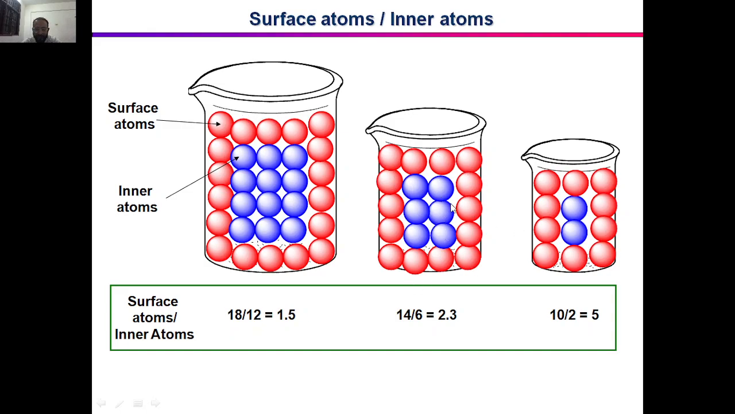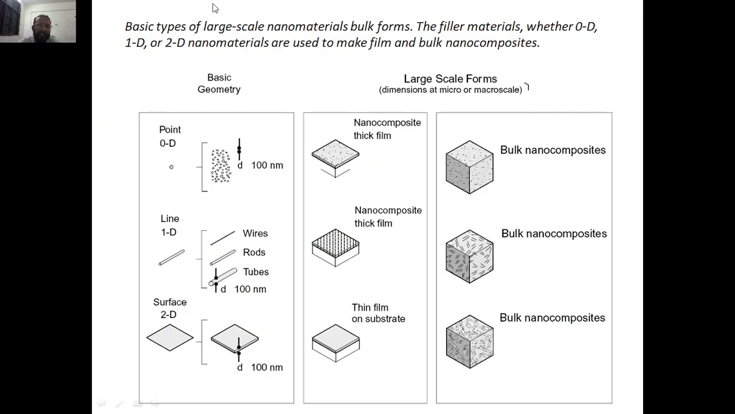As you keep on reducing, the inner atoms will reduce. So 14 divided by 6, how much do you get? 2.3. Now the surface to volume ratio has increased from 1.5 to 2.3, right? Now I reduce it again. Here only 2 inner atoms, the rest are all outer atoms. In this case the surface to volume ratio is 5. Compared to 1.5, 5 is higher. So as you keep on reducing the size, you get a better surface to volume ratio. Hence proved.